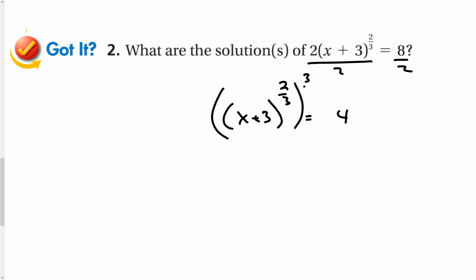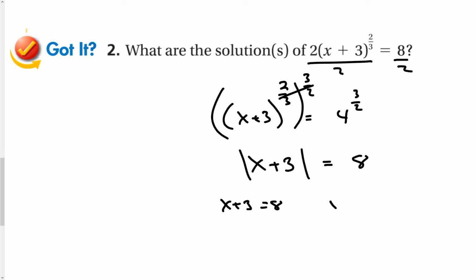And then raise both to the 3/2 power. To cancel that, I need absolute value signs. Square root of 4 is 2 to the 3rd power is 8. So x plus 3 is equal to 8. And x plus 3 is equal to negative 8. Subtract 3 from both sides. X is equal to 5. And x is equal to negative 11.